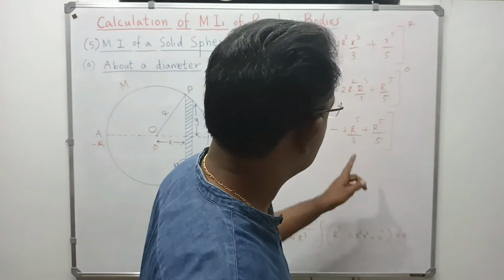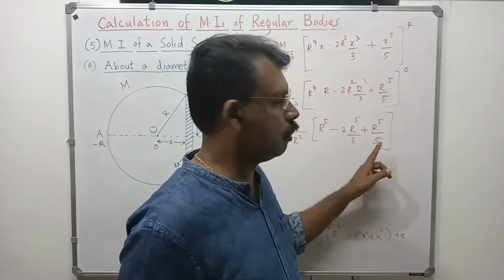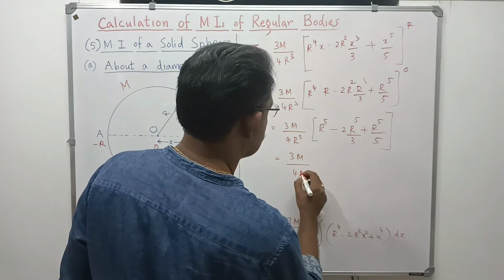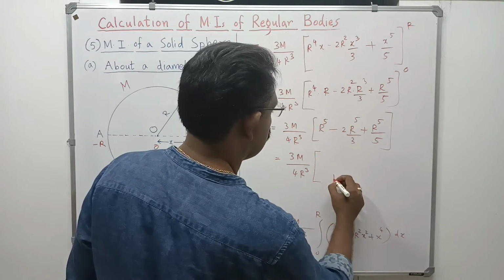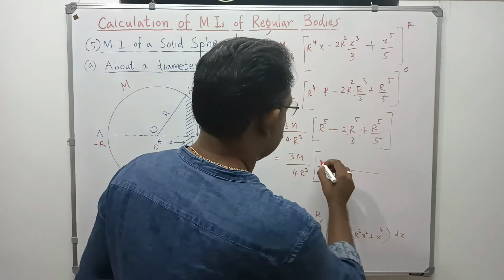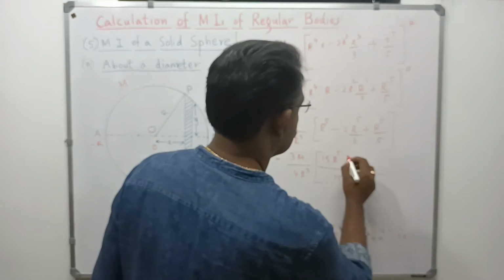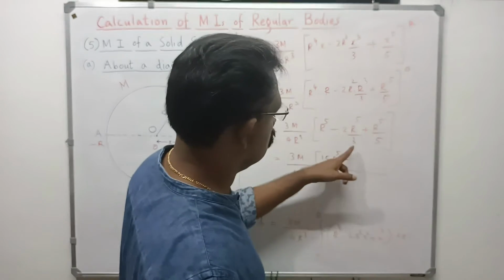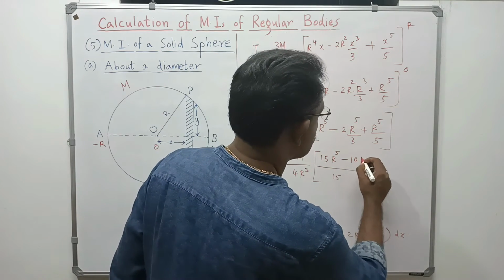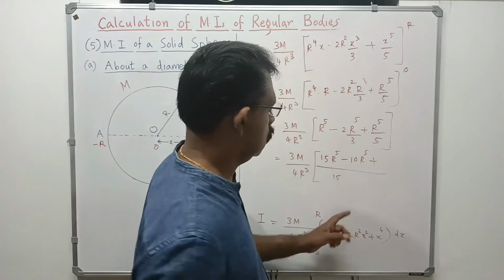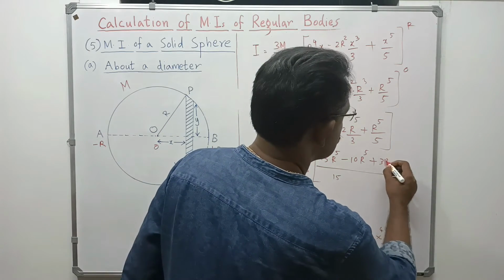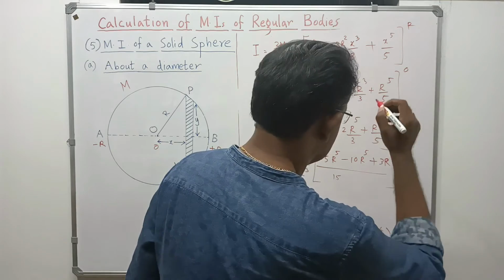Now this is 3 into 5, 15, the LCM that we can take here. 3m by 4r cube. Now here I can write 15 r raised to 5, minus, this is 15 here, so it should be multiplied by 5, so minus 10 r raised to 5, plus, this should be multiplied by 3 to get this one, so plus 3 r raised to 5. This is what we are going to add.